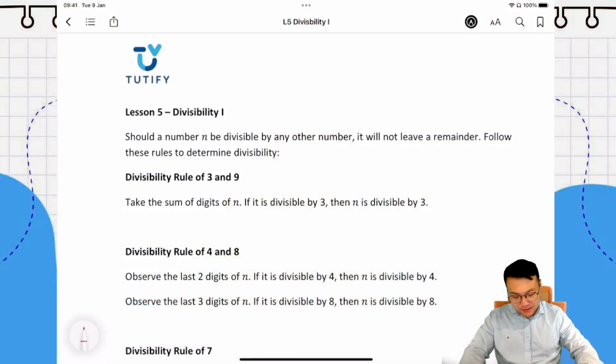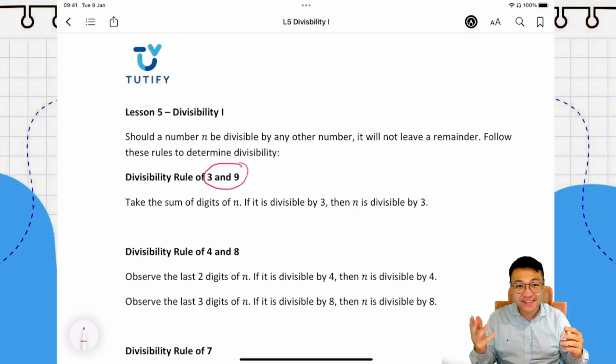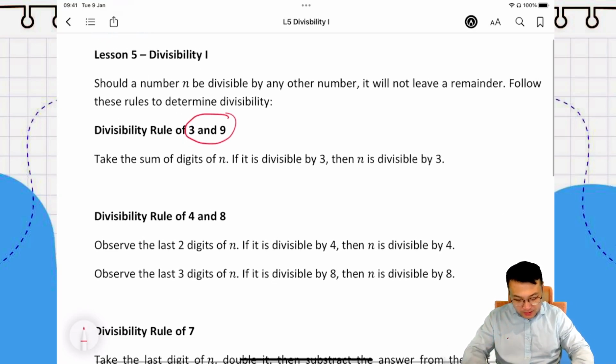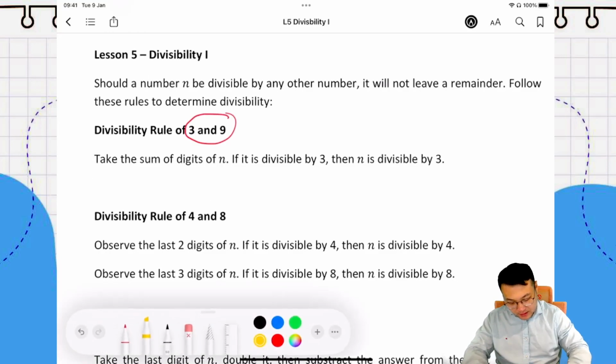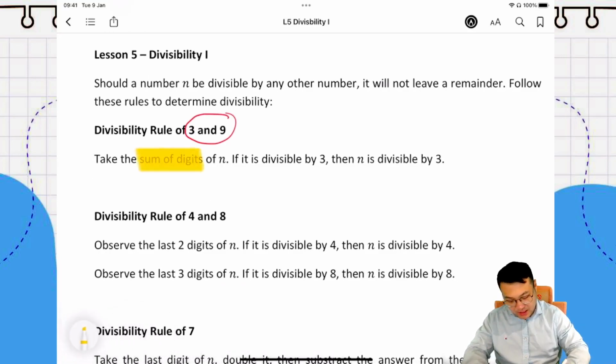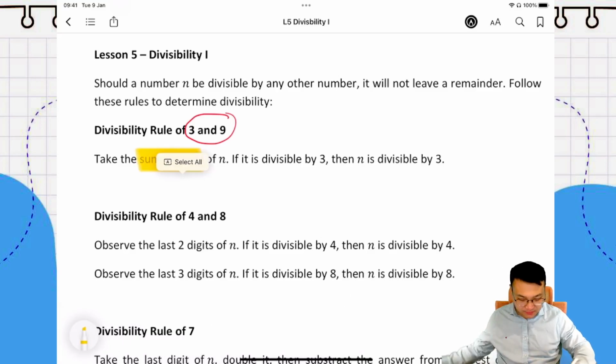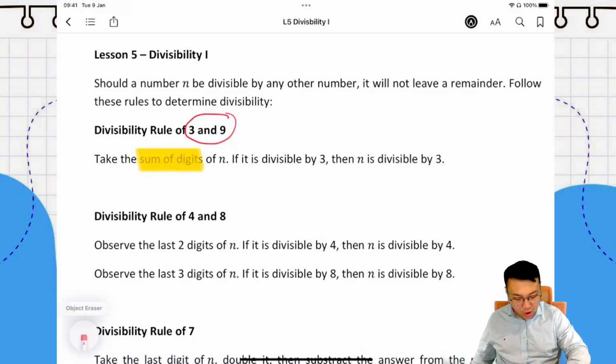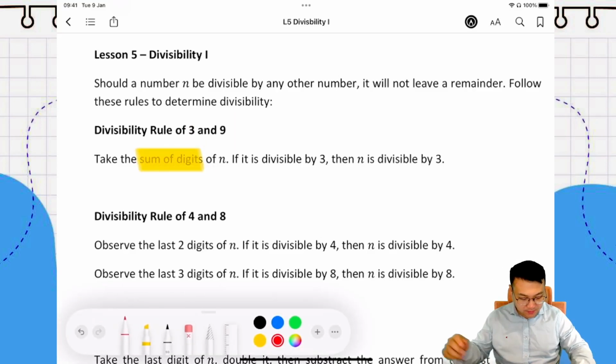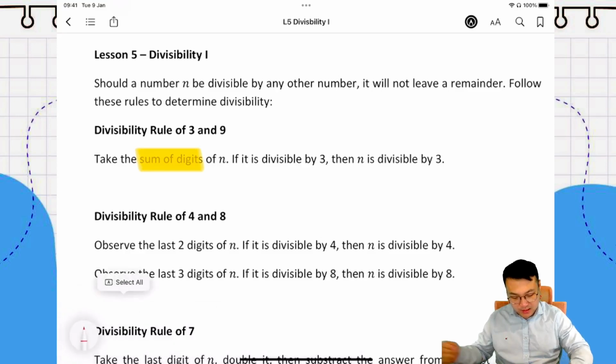How do you tell if a number is divisible by 3 or 9? That's the exact same rule. Okay, the same rule. Why? You just need to find the sum of digits in order to tell whether a number is divisible by 3 or 9. What does it mean by sum of digits?